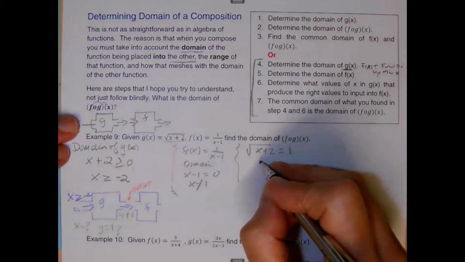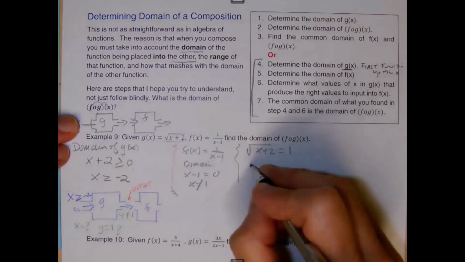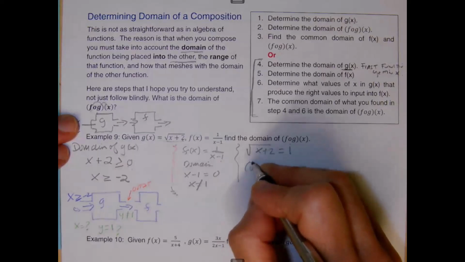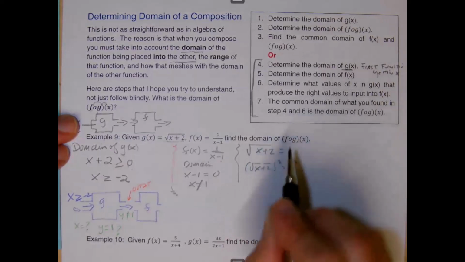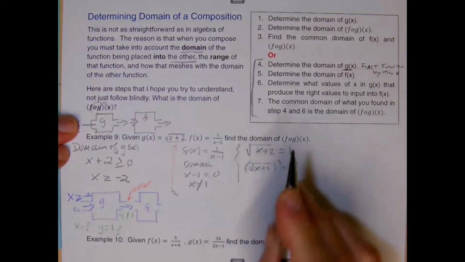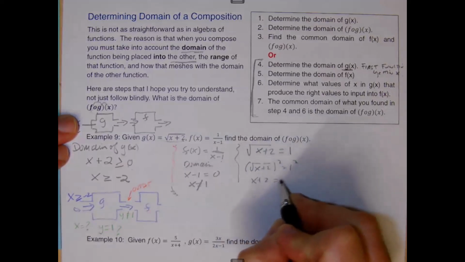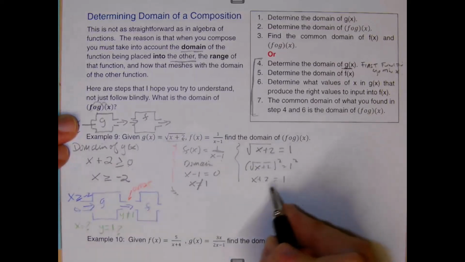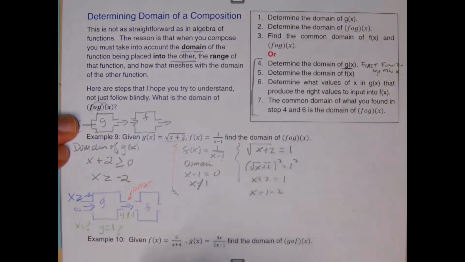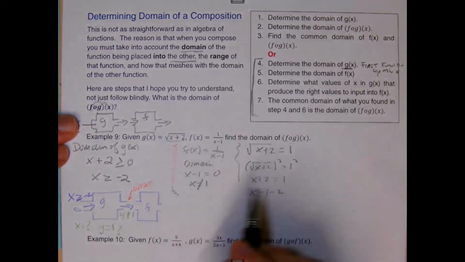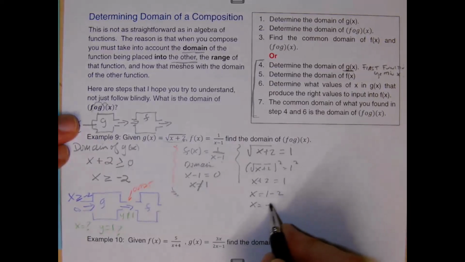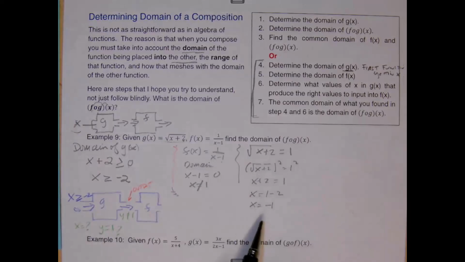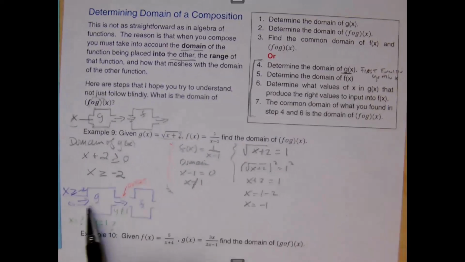Okay, so I'm going to square both sides. Notice I left this alone and showed this thing being squared, and I get x plus 2 here, and I get 1. Great. Now I need to subtract 2 from both sides, and I get negative 1. So it turns out I cannot feed in negative 1.